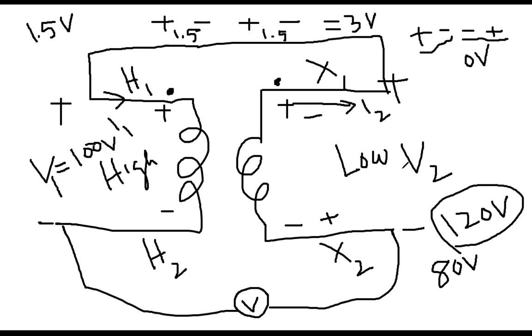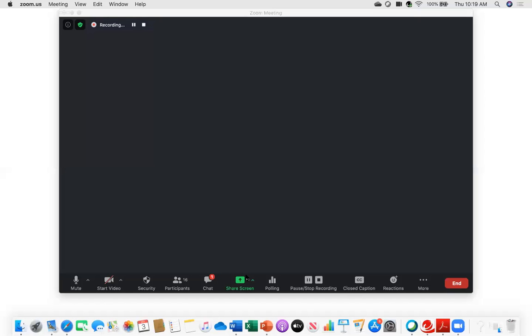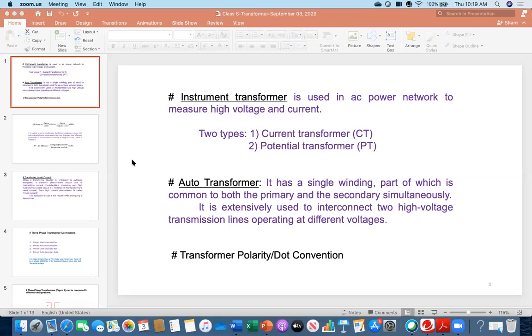That is the meaning. So that's why this transformer polarity marking, sometimes, in our laboratory, you are not worried, but in real practice, polarity marking is important. That's why I am discussing that point here. Okay, so now moving forward. So we covered this one.